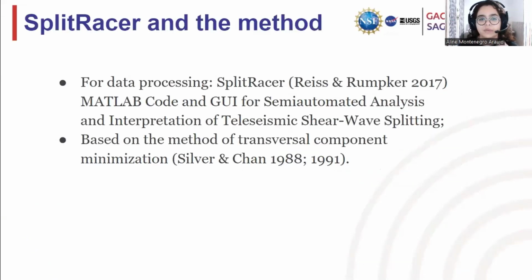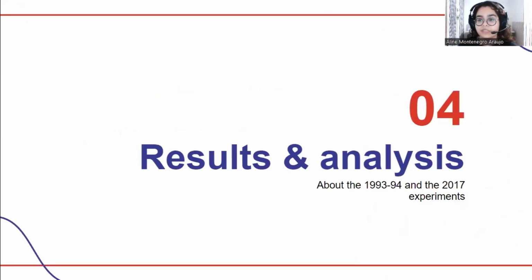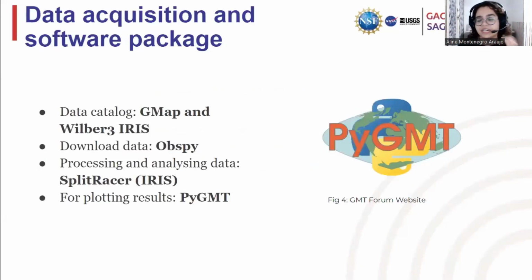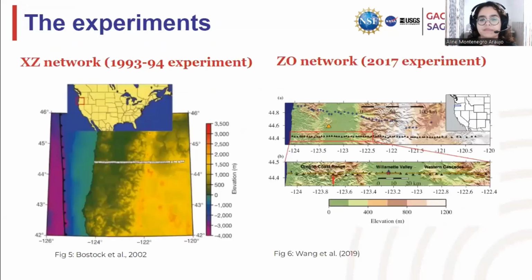So, the methodology. We used the SplitLab routine, which is a MATLAB code used for analysis and interpretation of shear wave splitting, and it was based on the method of transverse component minimization developed by Silver and Chan in 88 and 91. So the results we got: for data acquisition, we used the data catalog of GMAP and Wilbur3 from IRIS. To download the data, we used ObsPy. To do the processing and analysis, as I just mentioned, we used SplitLab, and to plot the results, PyGMT.